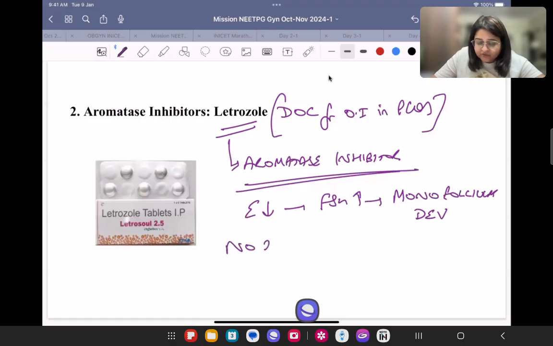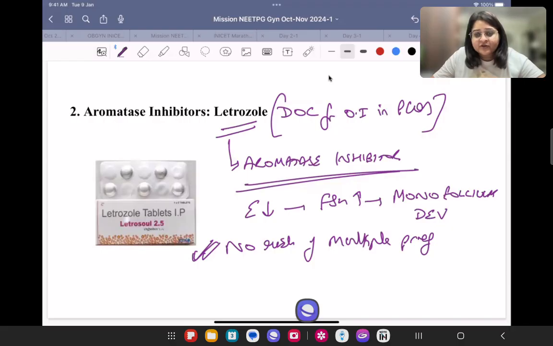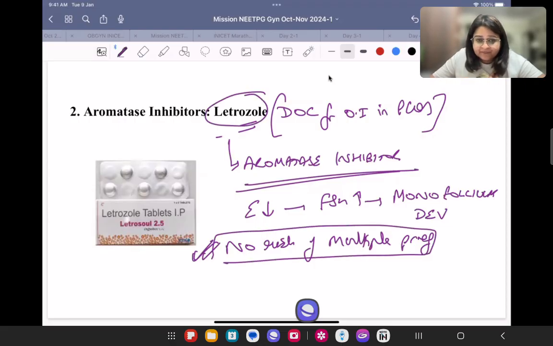So there is no risk of multiple pregnancy. Twins, triplets do not happen, only one baby will be there. And that's why it's the drug of choice, because multiple pregnancy is a high risk pregnancy. You don't want as a doctor to be giving more risk to the patient. The patient may be very happy that it is twins, but it's not a happy thing because it's a very high risk pregnancy. Hence, letrozole is the drug of choice because there is no risk of multiple pregnancy.